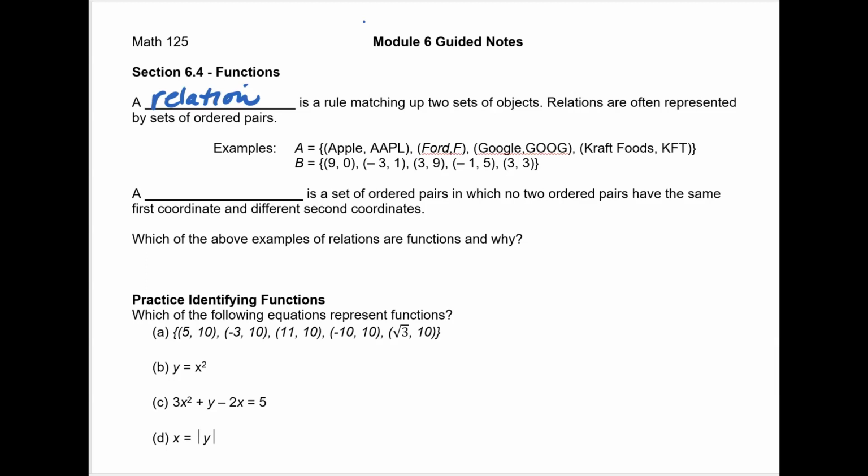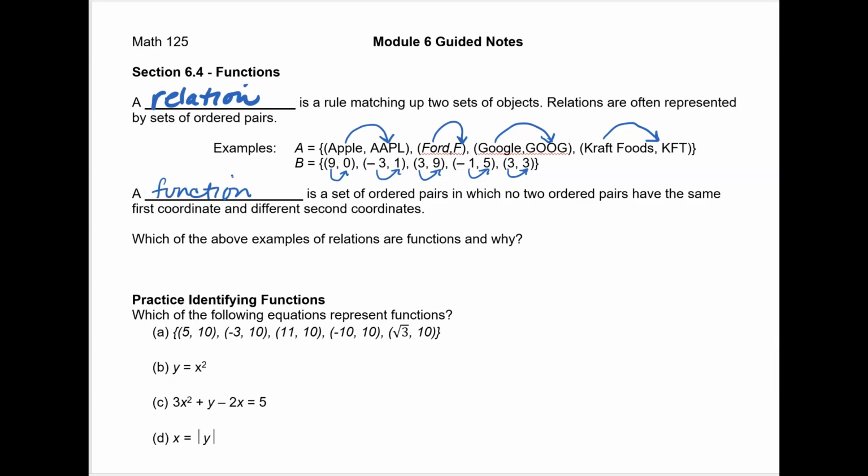A couple of examples. In this first example, set A, we've got a list of ordered pairs where the company name is paired up with its stock abbreviation. In the second example, we've got a list of ordered pairs like you traditionally see, where you've got an x value paired up with a y value. There's no rhyme or reason for this list of numbers. This is just a made-up example to show you that this is an example of a relation. When you have a relation where every x value, which is that first coordinate, only goes with one y, then we call it a function.